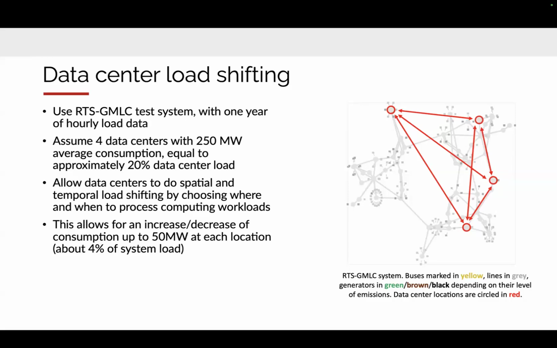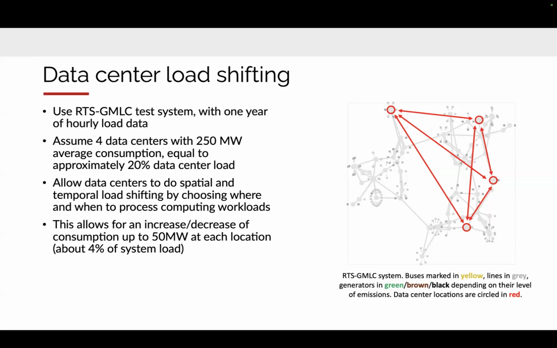As I said, we allow the data centers to do spatial and temporal load shifting by choosing where and when to process workloads. For simplicity, we assume this allows for an increase or a decrease of consumption of up to 50 megawatts at each location. Essentially, this means we are allowed to shift about 4% of the system load around by shifting at the data centers.